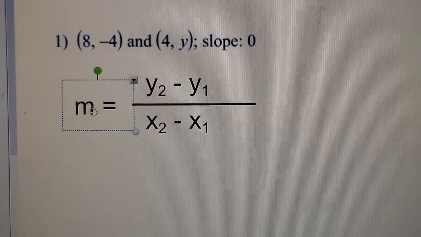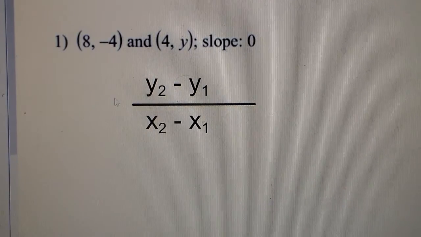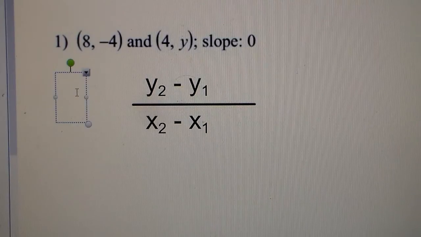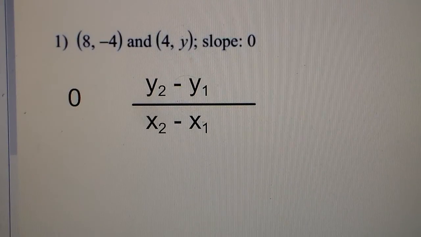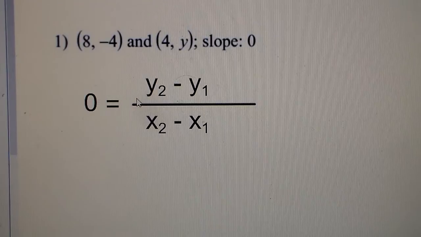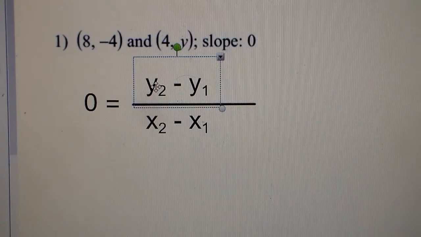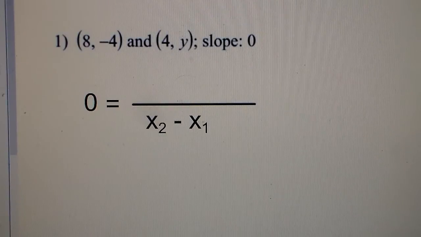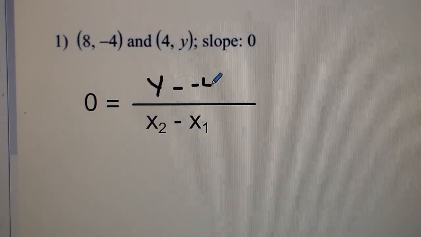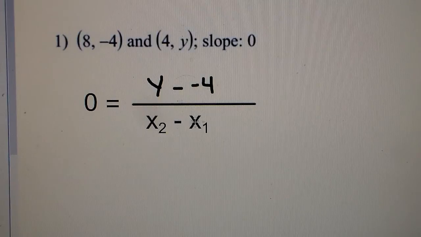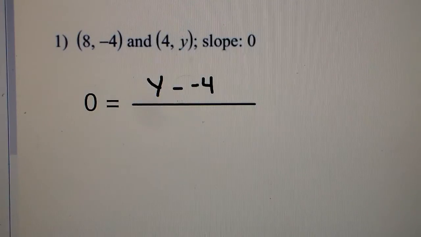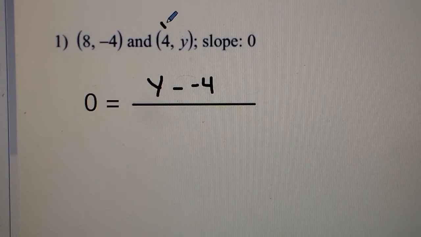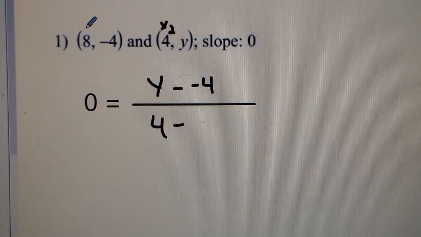So our slope, which is m, gets replaced with 0. So it's going to be 0 is equal to y2, which in this case is just y, minus y1, which is -4, so minus a -4, divided by x2 minus x1. So x2 is 4, so 4 minus our x1, which is 8.